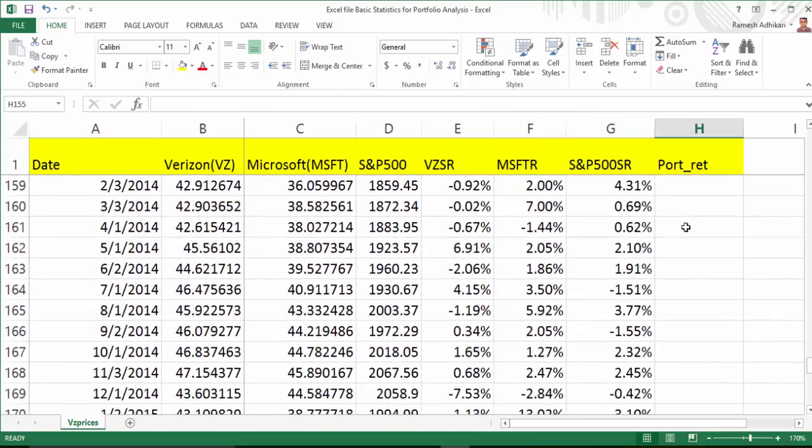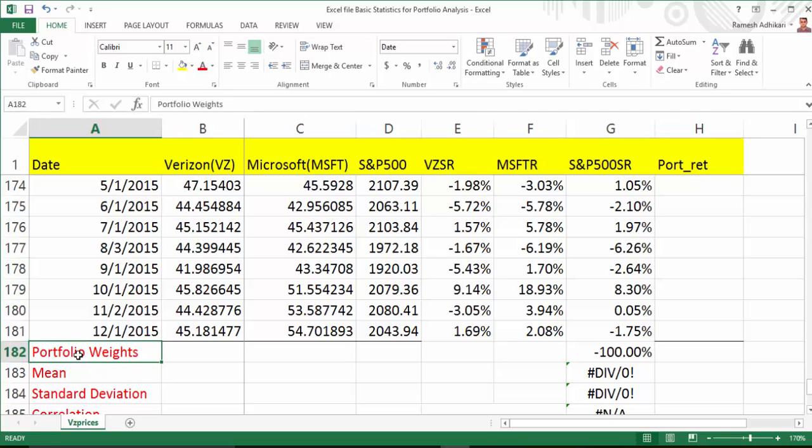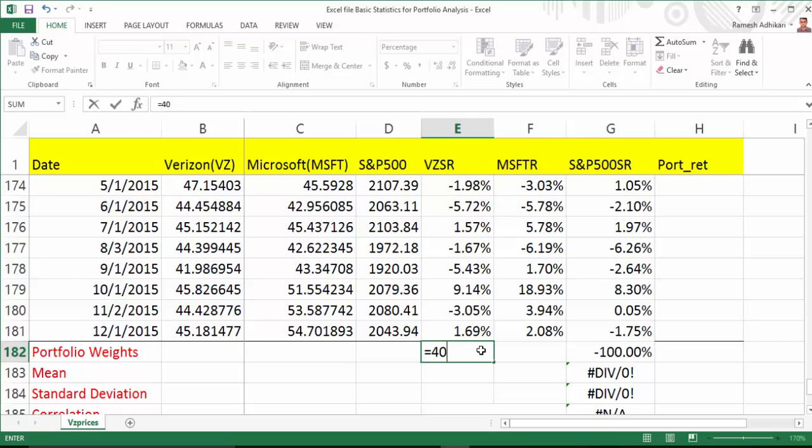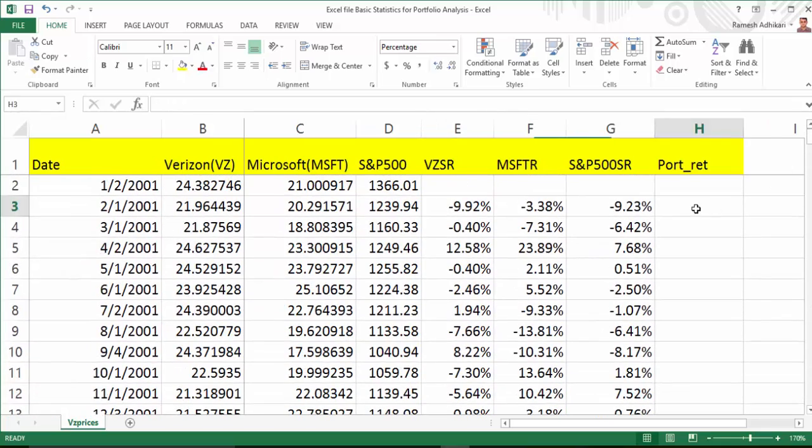If you scroll down to this file, you will see on the first row here, portfolio weights: how much money you want to invest in Verizon and how much money you want to invest in Microsoft. Let's assume that 40% is being invested in Verizon and 60% in Microsoft. Once you know the portfolio weights, you can easily calculate the portfolio return series.